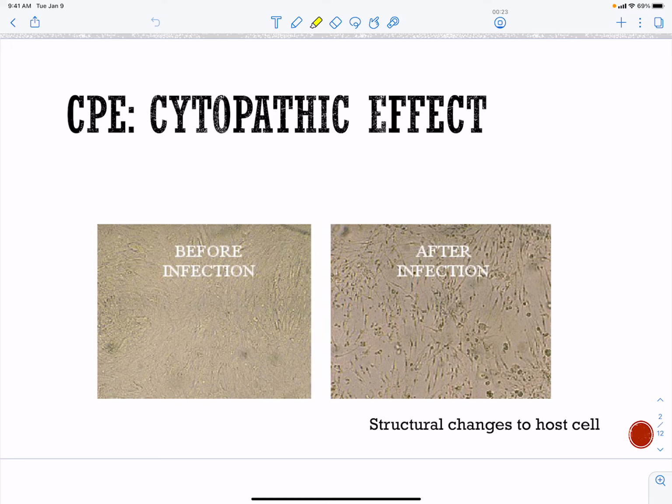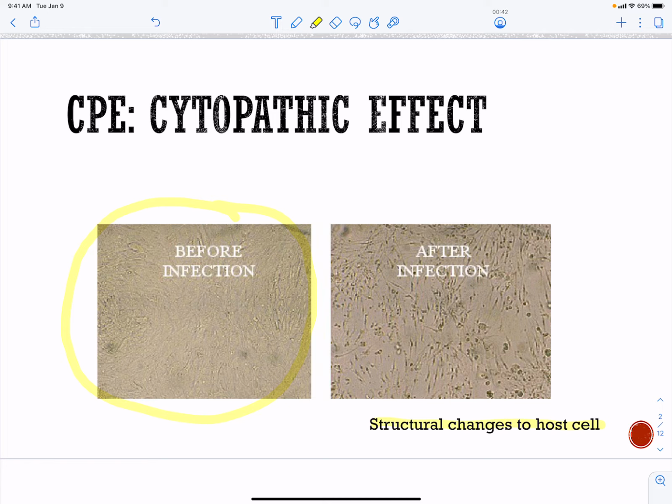present is whether or not you have what's called cytopathic effect, or CPE. And CPE is in essence a structural change to the host cells. So you can see over on the before, you have an intact, what we call a monolayer. It's just a carpet of cells. They're all touching each other. They're happy. They're healthy looking.